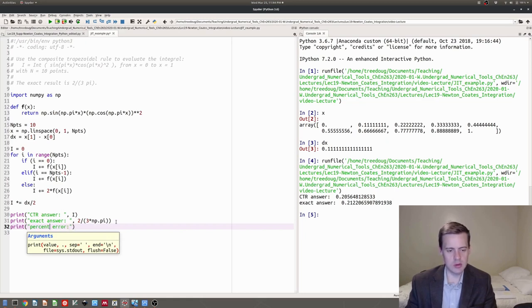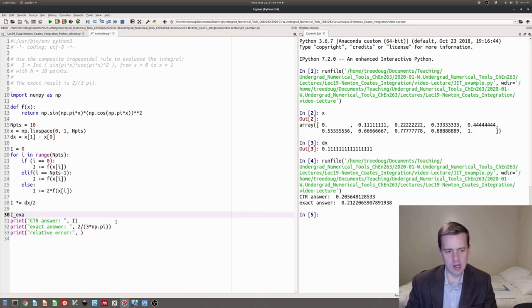And actually, I'm going to call this the relative error. So the relative error is going to be equal to, let me have I exact so I don't have to keep typing this. I exact will be this piece right here. So now I can type I exact. And what I'm going to do is do I minus I exact, quantity divided by I exact.